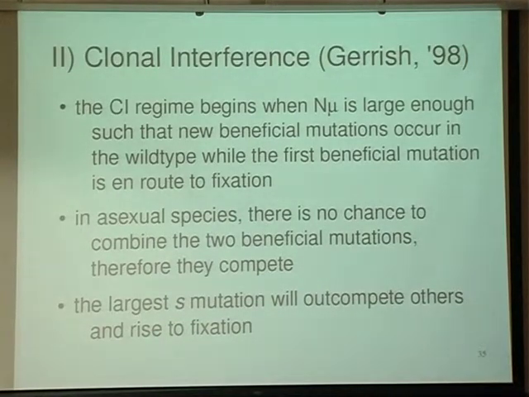So clonal interference, as I said, is when new beneficial mutations occur while the first beneficial mutation is en route to fixation, and then they have to battle it out. This is only relevant to asexual species. And you expect that the largest beneficial mutation will outcompete the others and will fix.